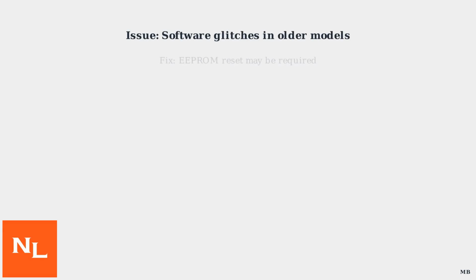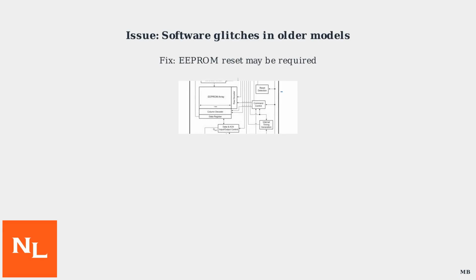For older W245 models, software glitches in the instrument cluster can prevent unit changes. This often requires an EEPROM reset, which clears the memory where unit settings are stored. The EEPROM is the small memory chip that holds these persistent settings.